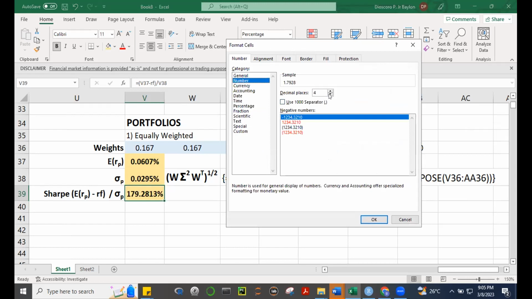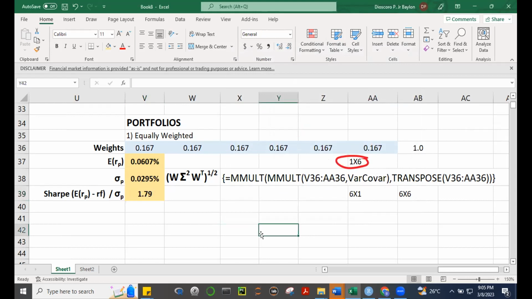Number na lang. Okay. Any questions, class?